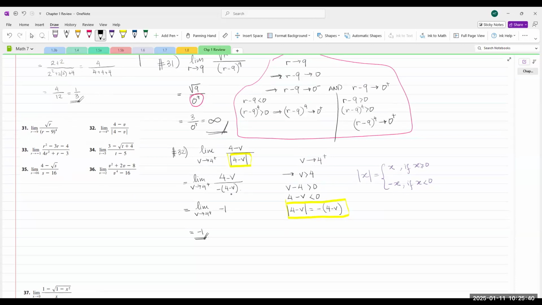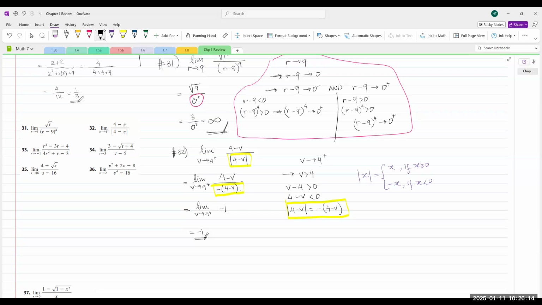Okay, so I did this analysis. Well, phi is greater than 4, so phi minus 4 is positive. Therefore, 4 minus phi must be the opposite of that. Now, that tells us if I replace the absolute value of 4 minus phi, I replace it by what? When I replace that, notice that 4 minus phi cancels to be negative 1. And then the quotient becomes negative 1. And therefore, I can just plug that in.